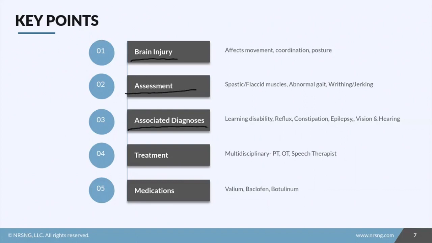Our management and treatment is always going to be approached from a multidisciplinary point of view with the goal of maximizing this child's function. PT, OT, and speech therapists are a huge part of this process. Medications that you need to be aware of for this patient group that are going to help with spasticity and pain are Valium, baclofen, and the botulinum.